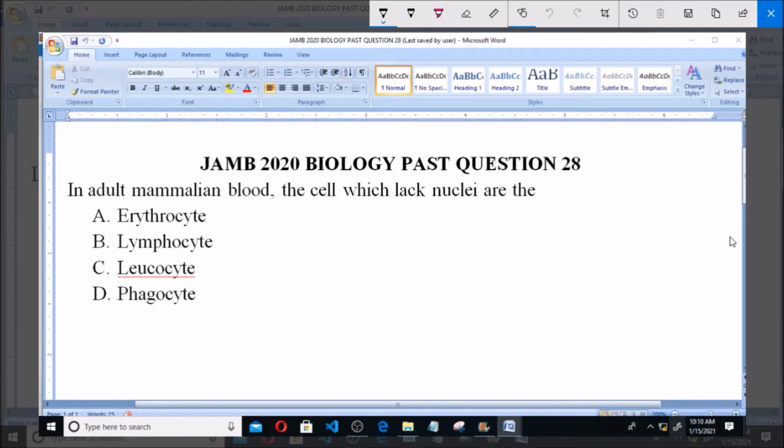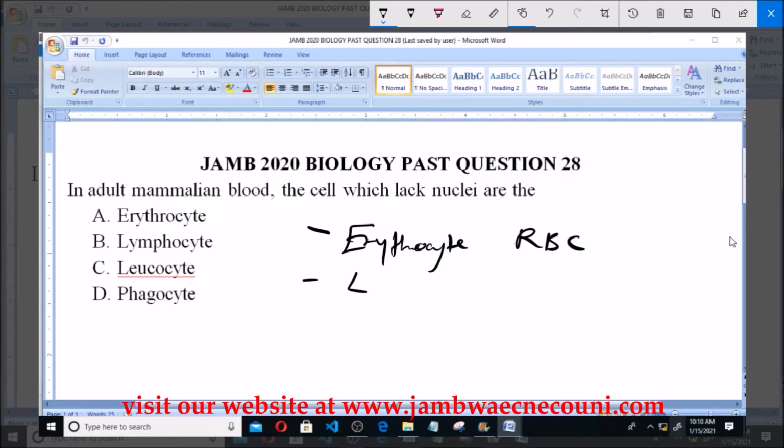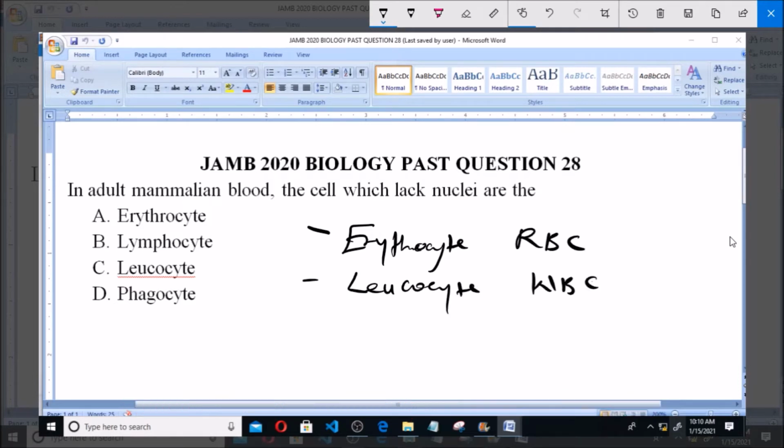Now, the cells in the mammalian blood include: 1. The erythrocytes. These erythrocytes are known as the red blood cells, RBC. We have the leukocytes, which are referred to as the white blood cells. Then we have the thrombocytes, which are referred to as the platelets in the mammalian blood.